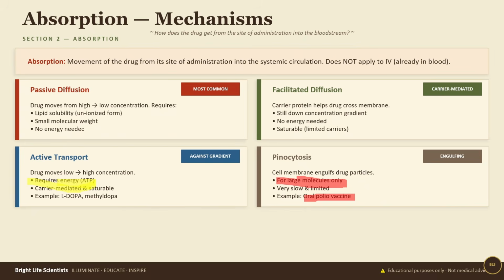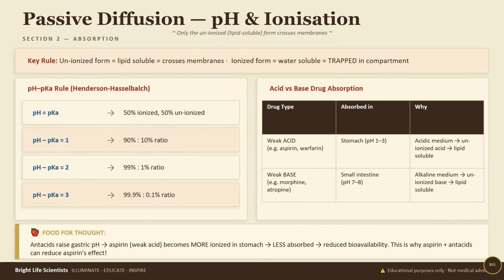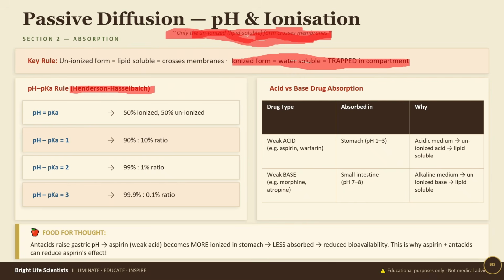Now, let's talk about pH and ionization. The golden rule: only the unionized form of a drug is lipid-soluble and can cross membranes. The ionized form is water-soluble and gets trapped. Whether a drug is ionized or unionized depends on the pH of the surrounding medium and the drug's pKa, which is governed by the Henderson-Hasselbalch equation. I will talk about that in detail later.